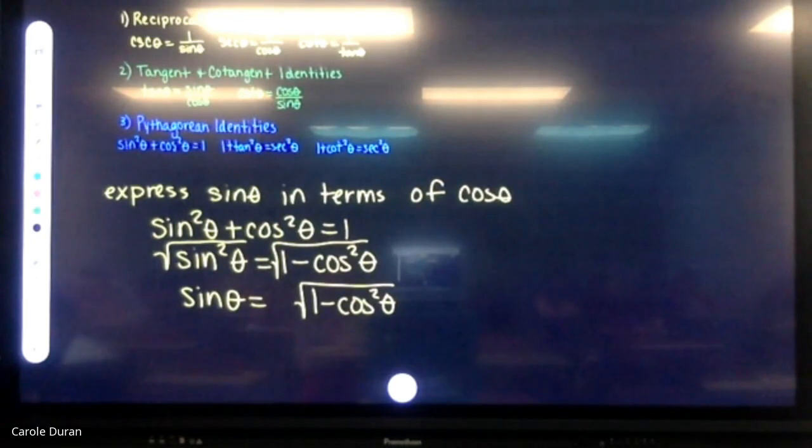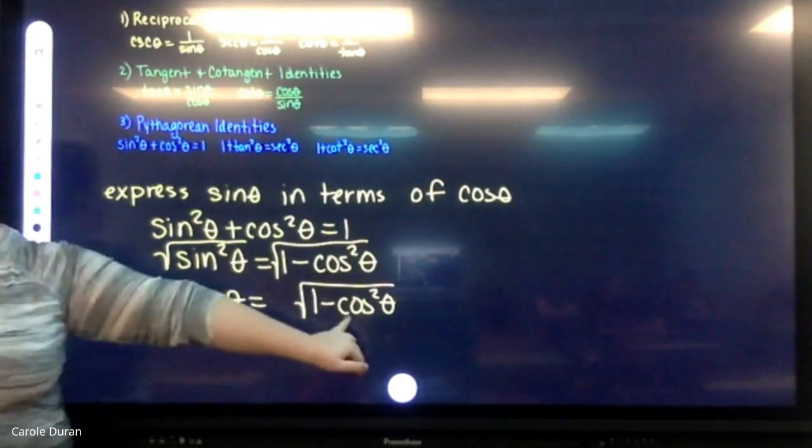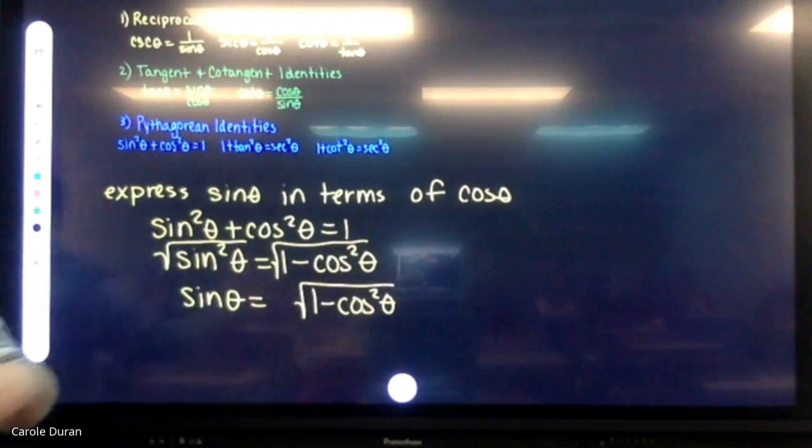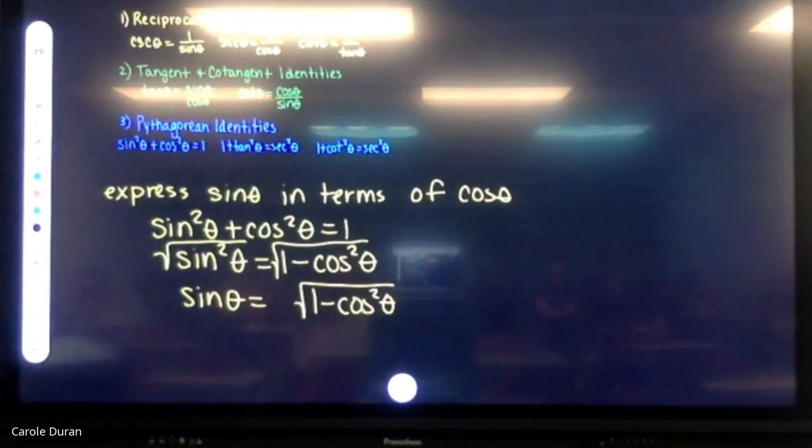We have now expressed sine in terms of cosine. There were no other trig functions present, so I didn't have to do any other identity simplification. So this example was all about just manipulating a Pythagorean identity into what we needed to use it for. Are we all okay with everything we did here?